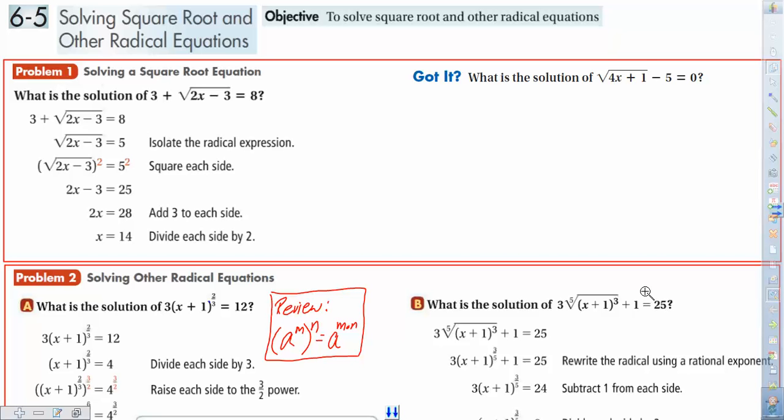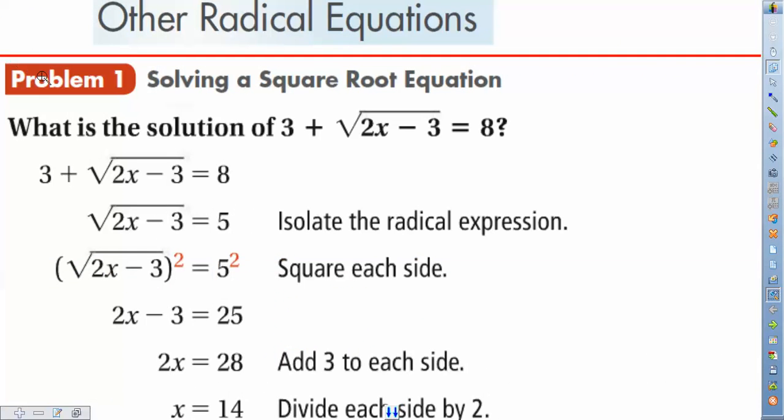So let's get back at it here with 6-5 and let's look at problem number 1. Main objective here on problem number 1 is we're going to be able to solve some square root expressions, and then later on in some of the other problem sets we're going to be looking at non-square root problems and how we go about solving those ones. So problem number 1 right here, let's go through this one here together.